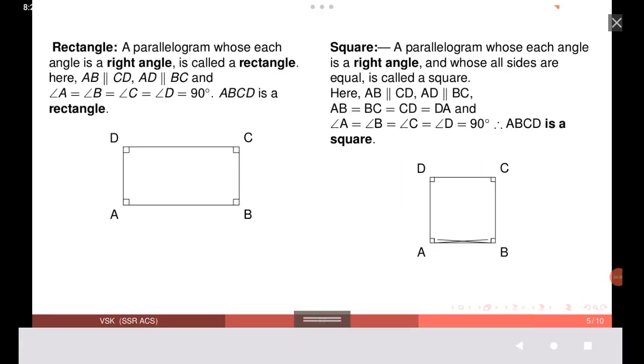Rectangle. What happens in a rectangle? It is a parallelogram whose each angle is 90 degrees. So this angle is 90 degrees, this angle is 90 degrees, so all angles should be 90 degrees. In this case, this side will be parallel to this side and this side will be parallel to this side. This will automatically happen.